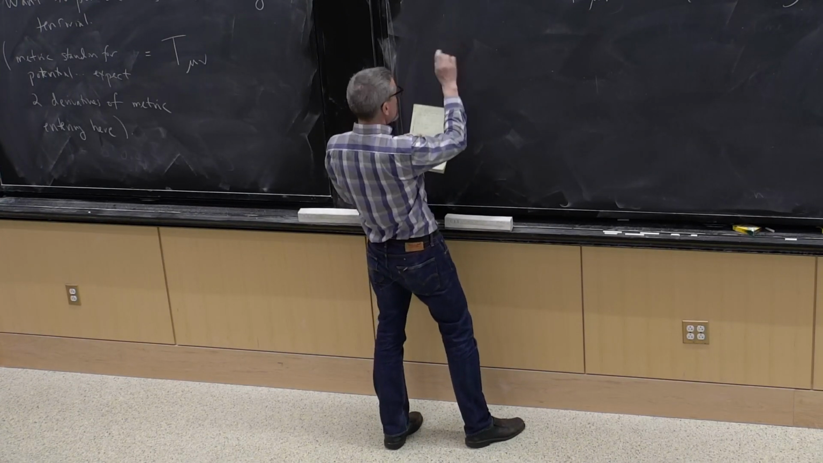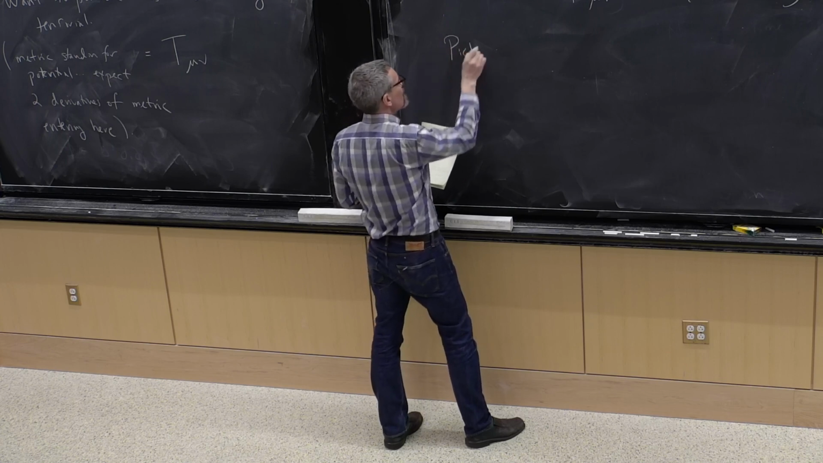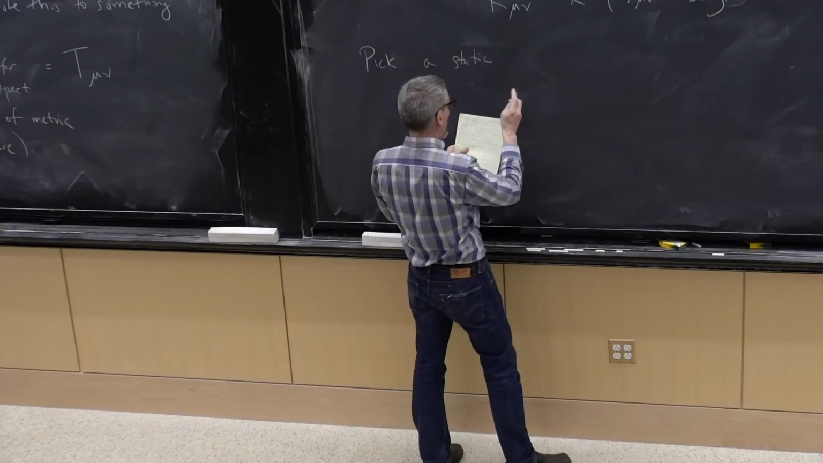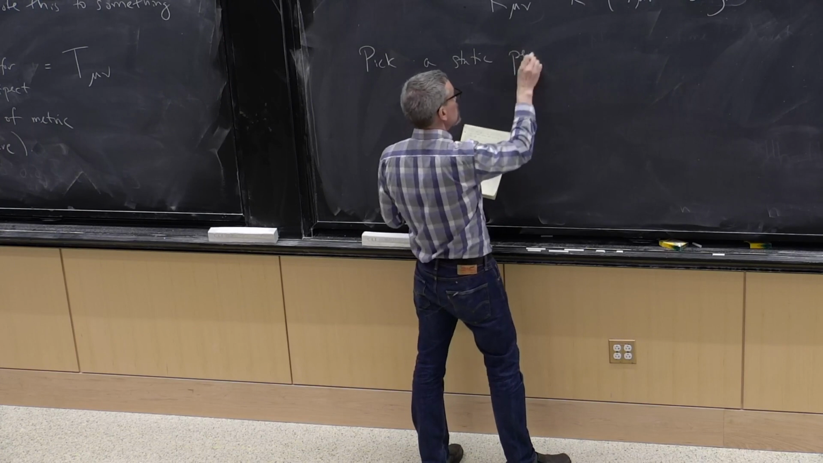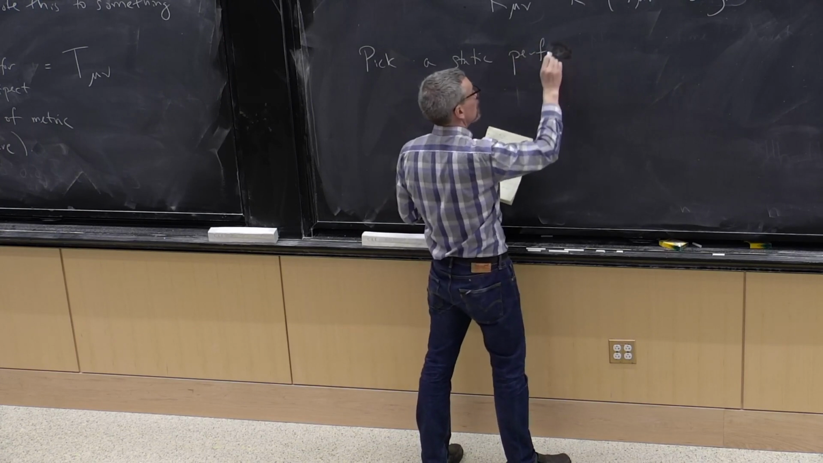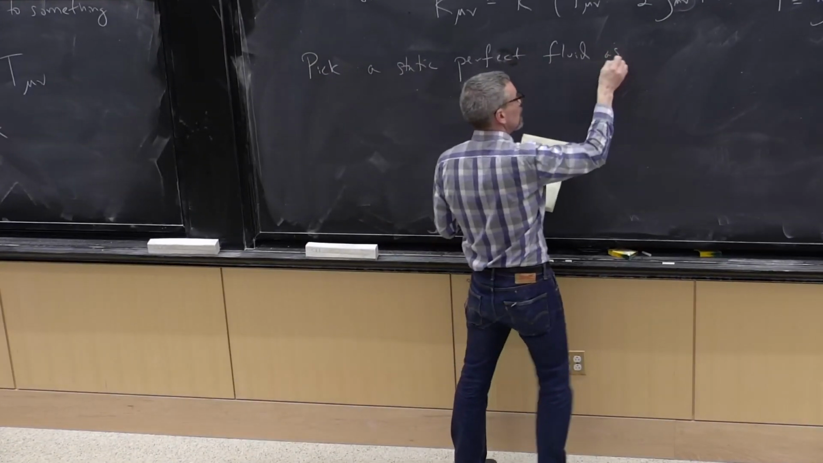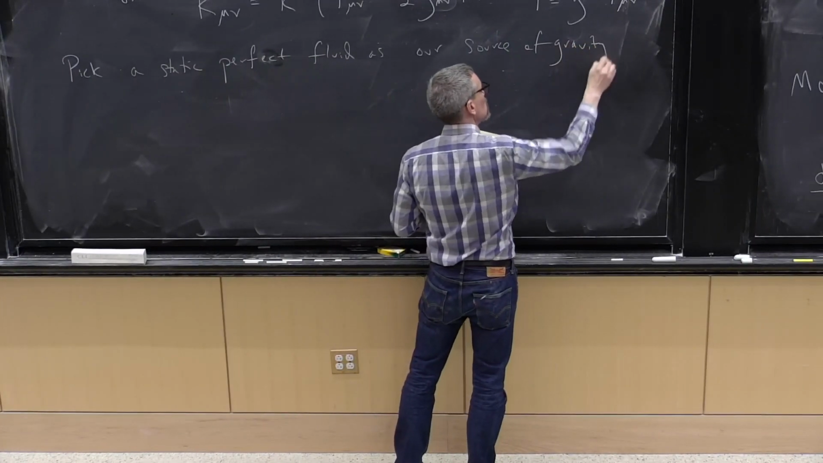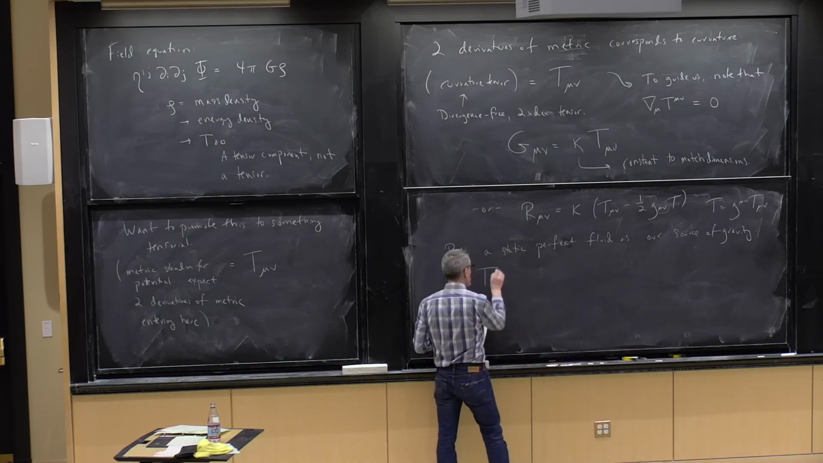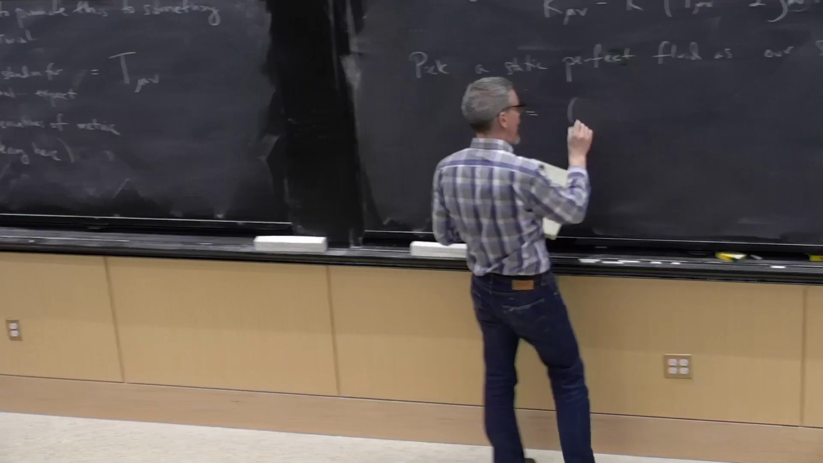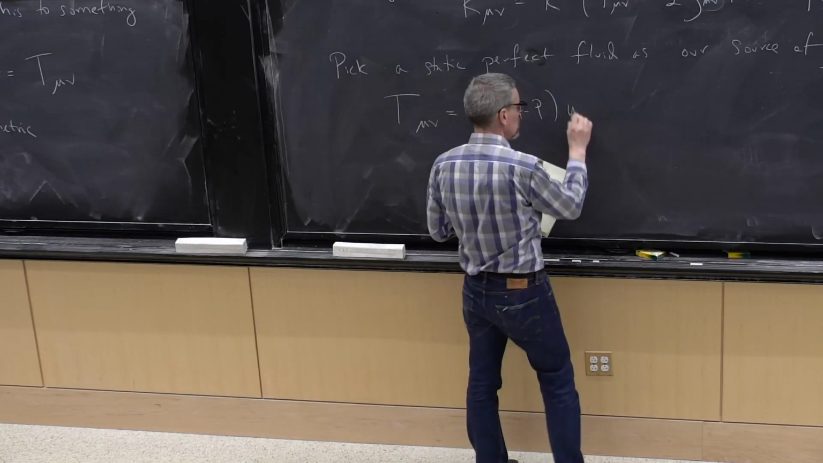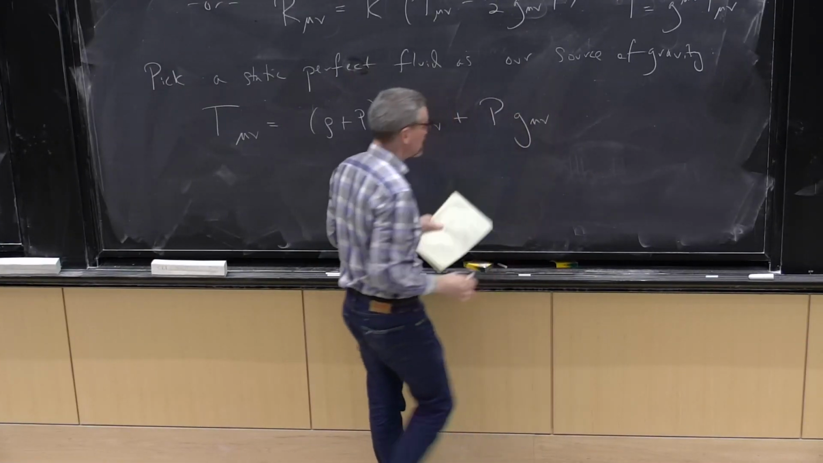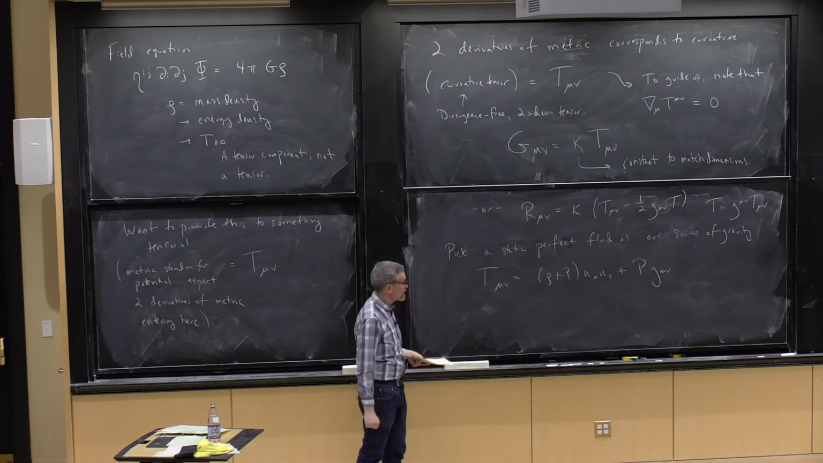So let's do something very simple for us. Let's pick a static, in other words, no time variation, a static perfect fluid as our source of gravity. So I'm going to choose for my T mu nu, dial yourself back to lectures where we talked about this. Okay, so this is the perfect fluid stress-energy tensor.